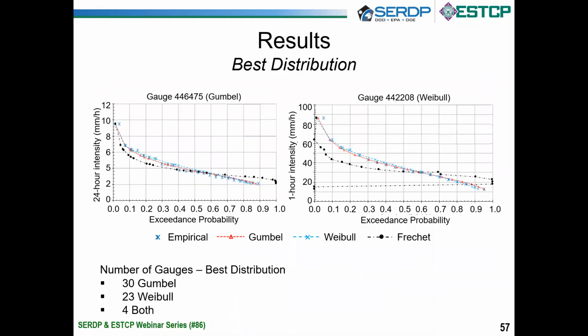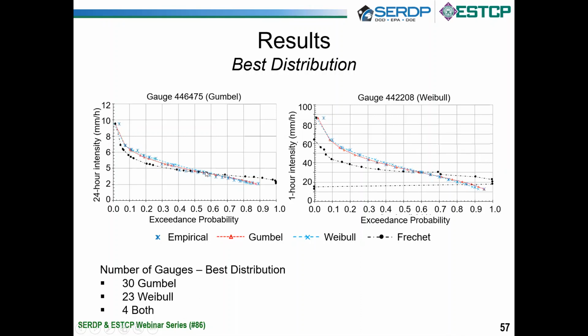So these are the best distributions. We found 30 gauges have a best distribution of Gumbel. Gumbel is the best distribution for 30 gauges. Variable is the best distribution for 23 gauges. But for 4 gauges, either Gumbel or variable could be good, because we couldn't differentiate these two distributions based on the test and the visualization part for these 4 gauges.